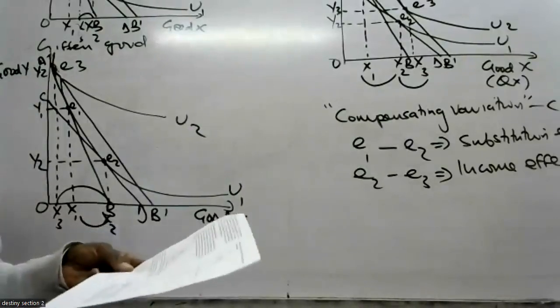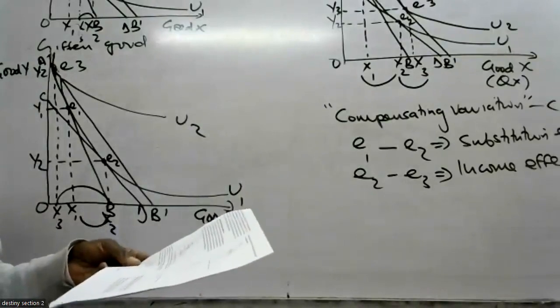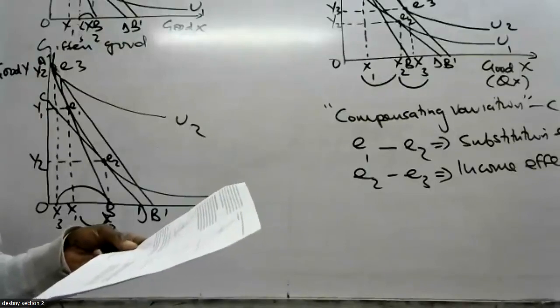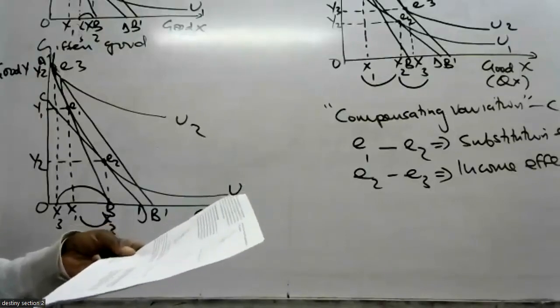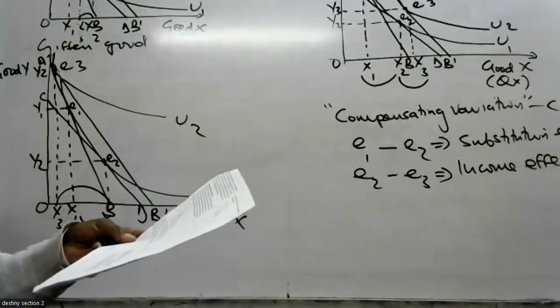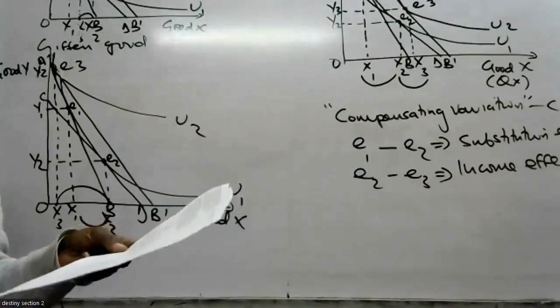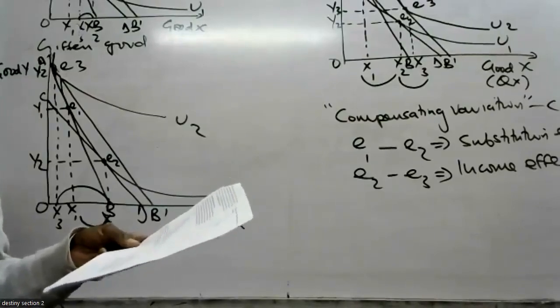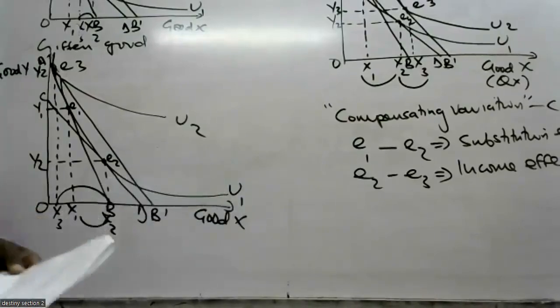So to illustrate an inferior good, consider the diagram. The movement from E2 to E3 is the income effect, which in this case is negative in respect of commodity X. However, the negative income effect is not greater than the positive substitution effect. Hence, the total price effect is positive.